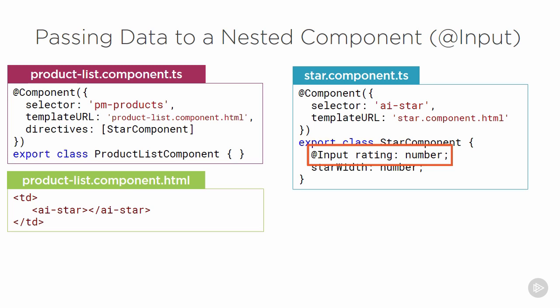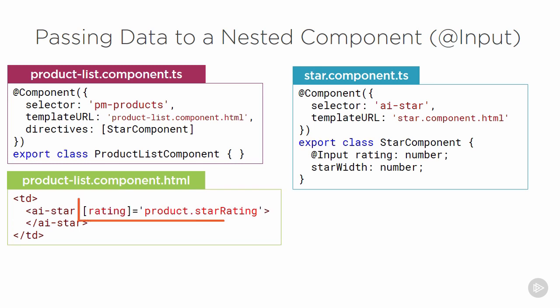In this example, we want the rating number passed into the nested component, so we mark that property with the Input decorator. The container component then passes data to the nested component by setting this property with property binding. When using property binding, we enclose the binding target in square brackets. We set the binding source to the data that the container wants to pass to the nested component. In this example, the product list template passes the product's star rating number.